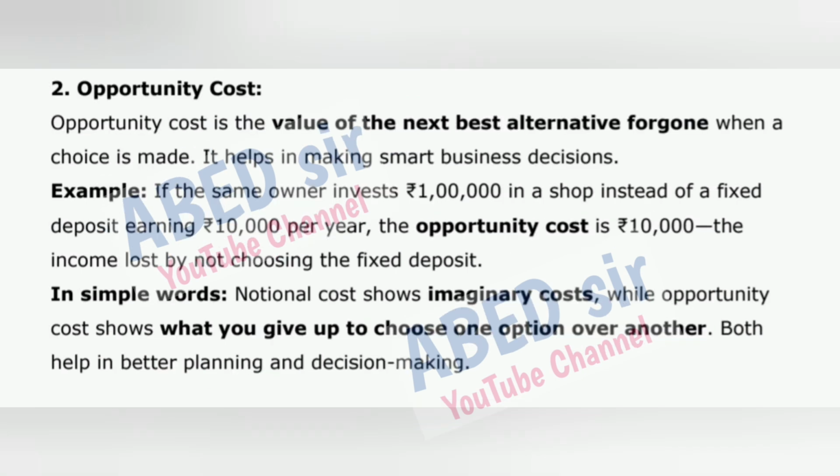2. Opportunity cost. Opportunity cost is the value of the next best alternative foregone when a choice is made. It helps in making smart business decisions. Example, if the same owner invests 1 lakh rupees in a shop instead of a fixed deposit earning 10,000 rupees per year, the opportunity cost is 10,000 rupees, the income lost by not choosing the fixed deposit. In simple words, notional cost shows imaginary costs, while opportunity cost shows what you give up to choose one option over another. Both help in better planning and decision-making.